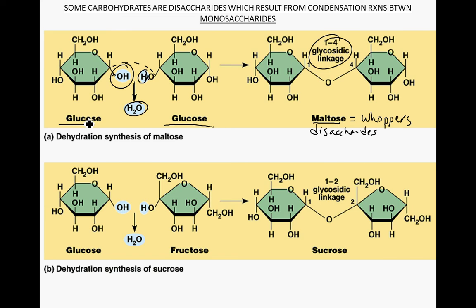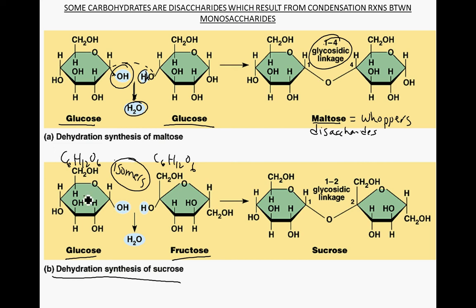So if we come down here and look at a dehydration synthesis of sucrose, we're going to take a glucose and a fructose here. Now, glucose and fructose both have the formula C6H12O6, but they are isomers of one another. They have the same molecular formula, but different structural formulas.